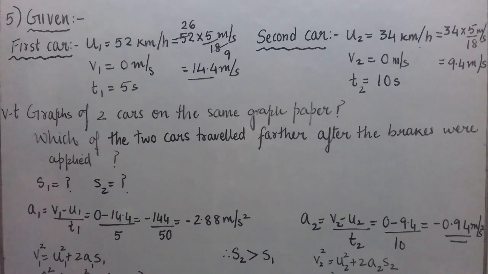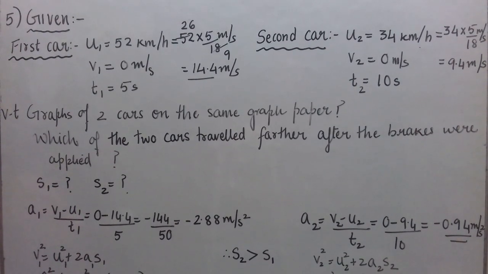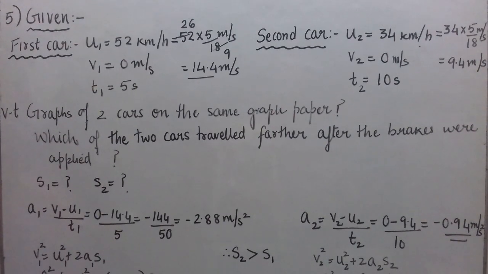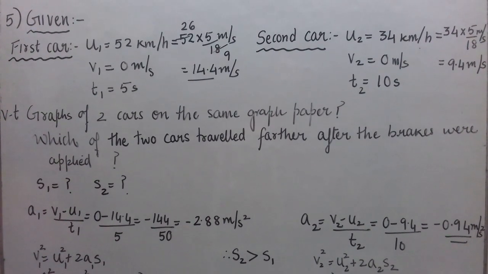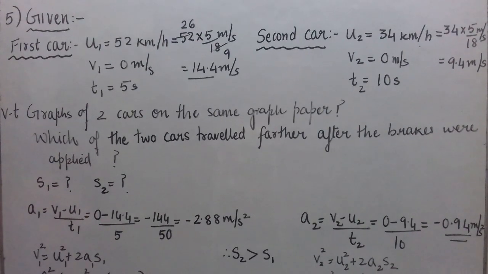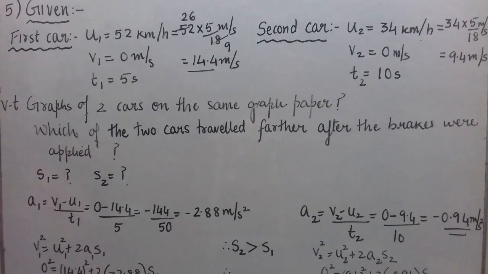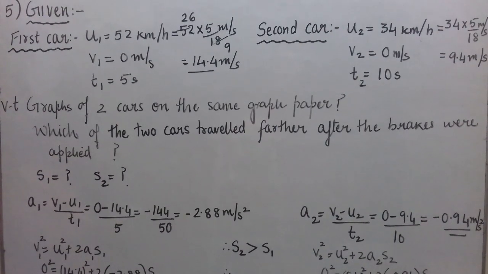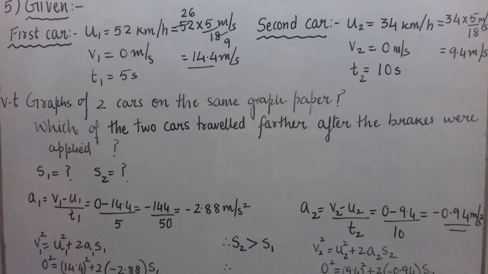Now, on the same graph paper, plot the speed versus time graphs for the two cars. Which of the two cars traveled further after the brakes were applied? Now in this numerical, they have asked us to draw the graphs. Suppose if they had not asked us to draw the graph, still we could have done this numerical. First, let us see how.